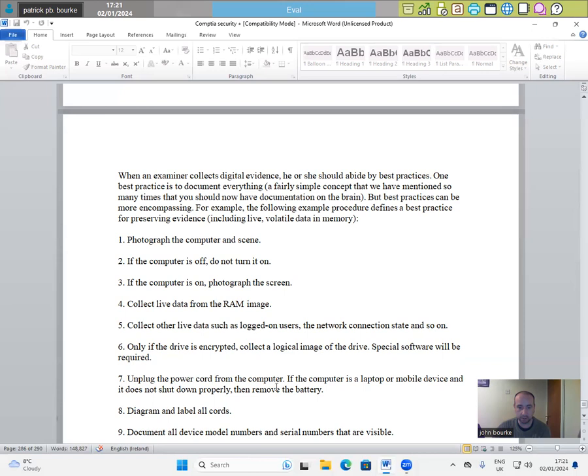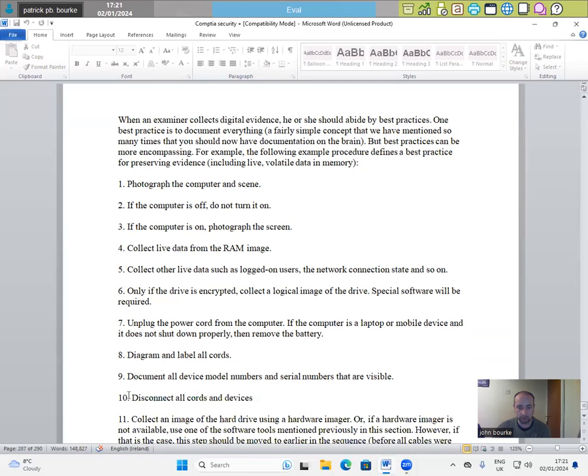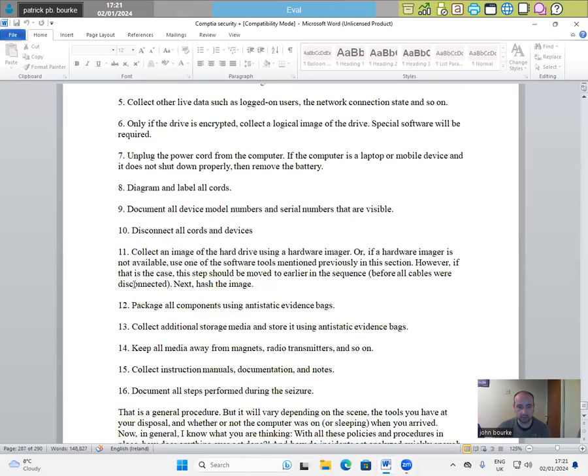Unplug the power cord from the computer if the computer is a laptop or mobile device and it does not shut down properly. Then remove the battery, diagram and label all cords. Document all device model numbers and serial numbers that are available. Disconnect all cords and devices.